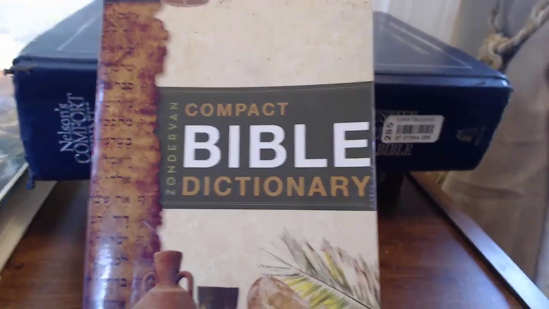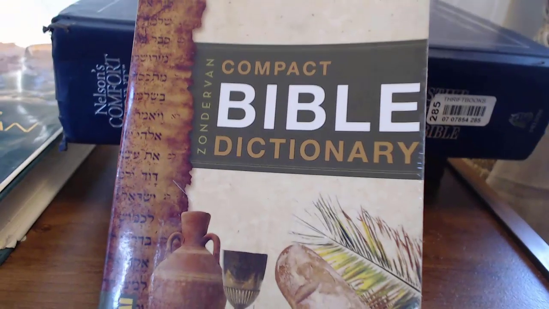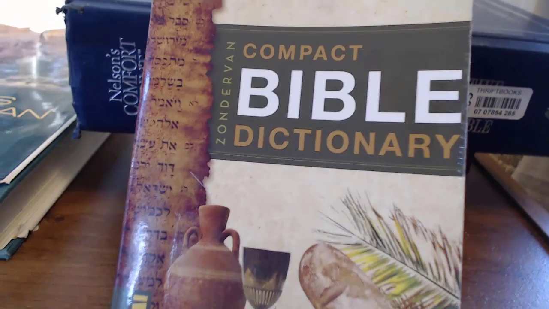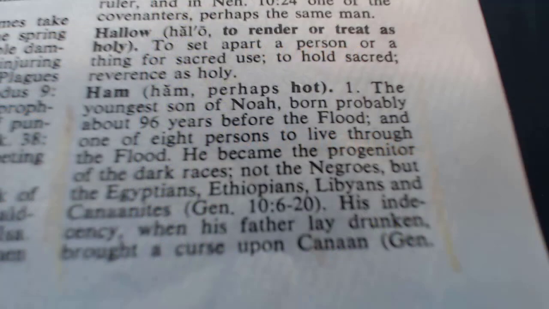Our second Bible dictionary witness, the 1993 Zondervan Compact Bible, records similar 9 years later by a different publisher, and it reads, Ham, meaning perhaps hot, the youngest son of Noah, probably born about 96 years before the flood, and one of 8 persons to live through the flood. He became the progenitor of the dark races, not the Negroes, but the Egyptians, Ethiopians, who are the Hamitic Cushites, Libyans, and Canaanites. Now, they seem to know that the Negroes are not Hamites. Do you?